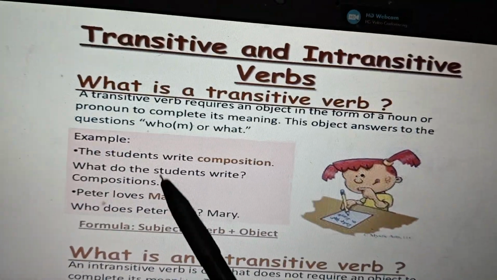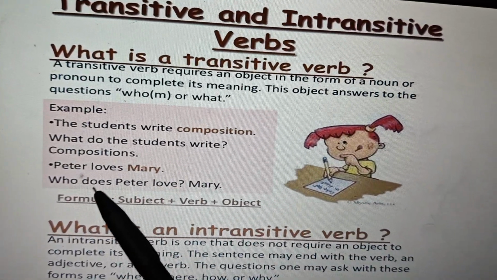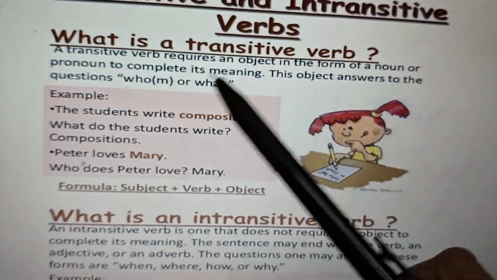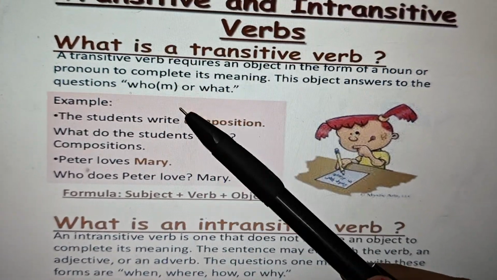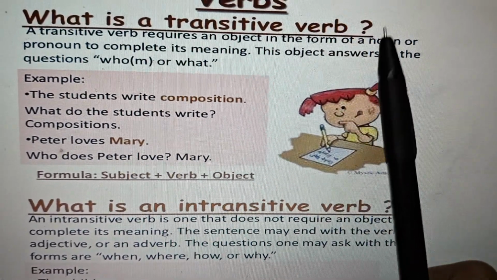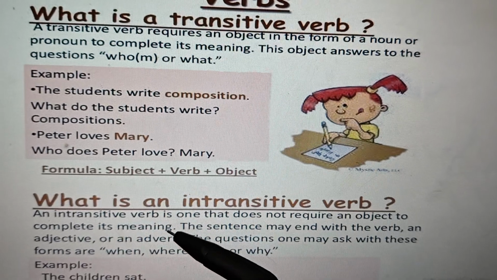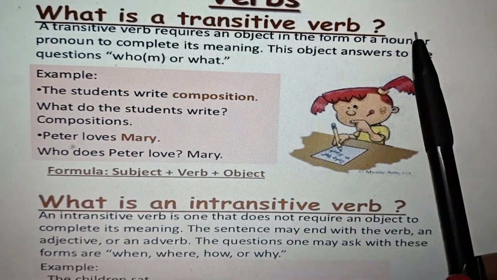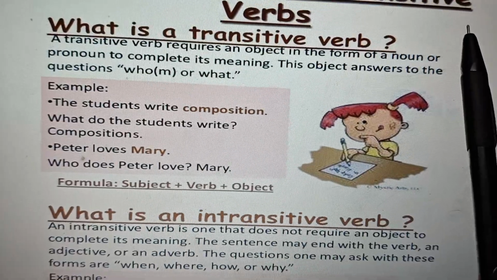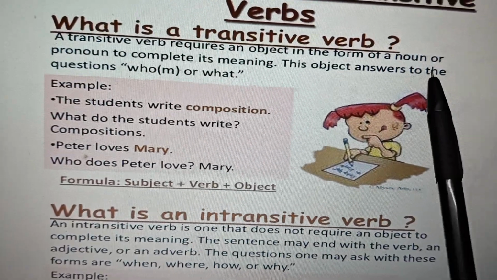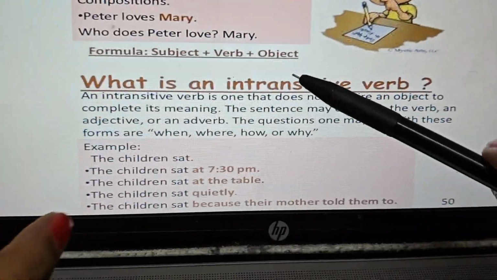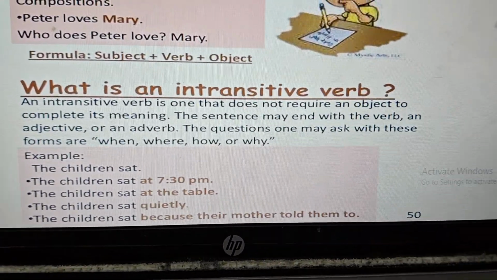Composition. In the same way, Peter loves Mary. Who does Peter love? Mary. So Mary is answering the question whom. Okay? So this is what a transitive verb is. See, the main difference between a transitive and an intransitive verb is that a transitive verb needs a direct or indirect object to make itself a complete meaning. But intransitive verbs, those verbs themselves act as the meaning for the sentence.